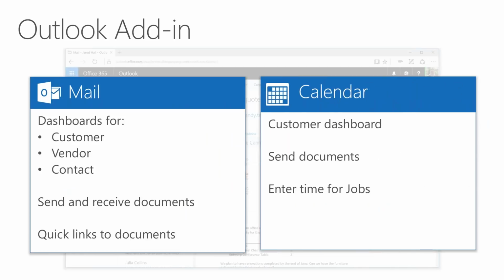So, for example, we've added some dashboards, as we just saw on the screenshot, for customers, vendors, and contacts. We have the ability to send and receive documents, and also have quick links to documents. On the calendar side, we'll look at our customer dashboard again, being able to send documents and also enter time for jobs. One of our work efforts for NAV 2017 was to do some simplification in the jobs module, and part of that was being able to automatically move some information from your jobs into your Outlook calendar. So we'll look at that and see how that works.